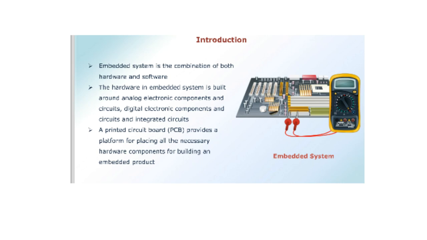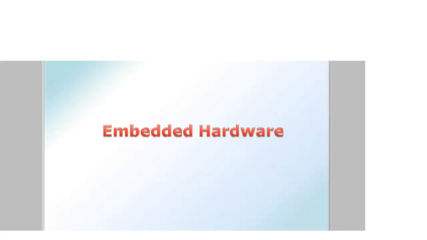Good morning, students. Now we are going to learn about the second unit of the embedded system, that is embedded hardware. In the first chapter, we have learned the different types of embedded systems and design of embedded systems, firmware, hardware, sensors, detectors, communications, and interfacing.